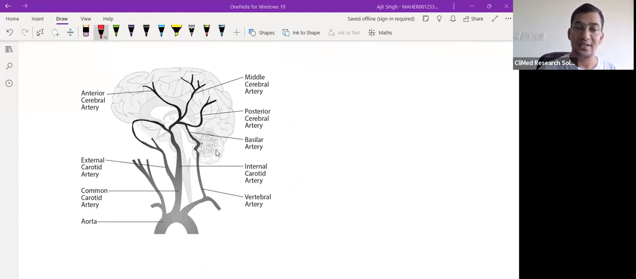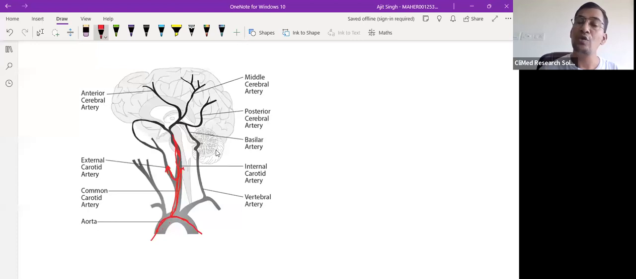So here, see, this is the aorta. This is the aorta, and from the aorta, as we have seen, this is the common carotid artery. These are the branches of the carotid artery, but this is the main one, the common carotid artery, we call it. Okay, so from the aorta through the common carotid artery, the blood is going to the brain, right?